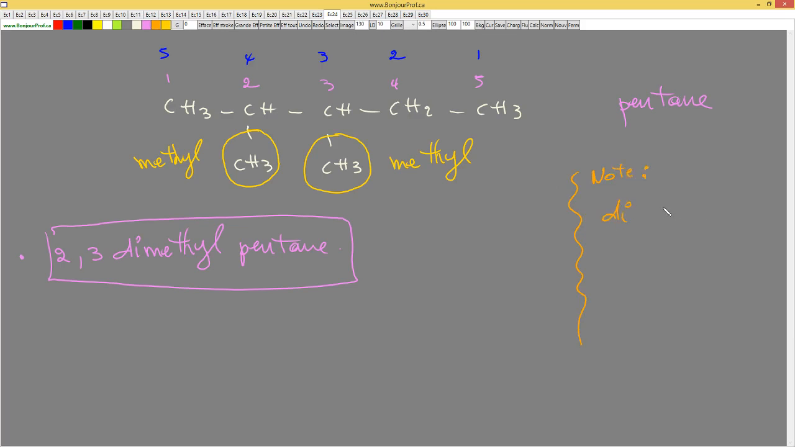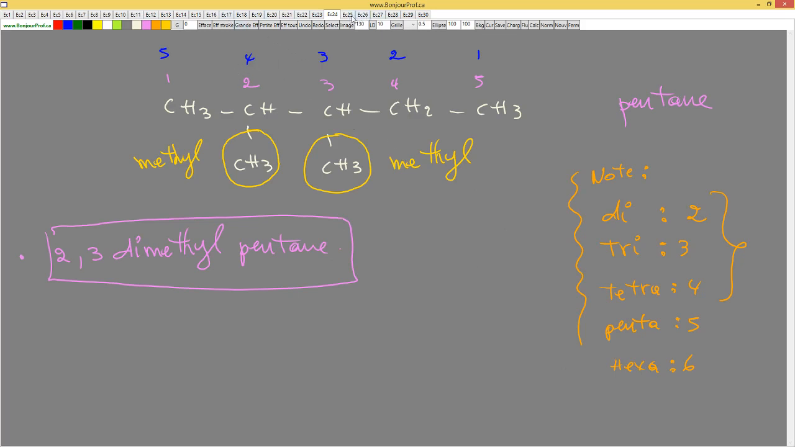Di, if I have 2. Tri, if I have 3. Tetra, if I have 4. Penta, if I have 5. Hexa, if I have 6, but usually we're going to 2, 3, and 4. But that's it. Di, tri, tetra, penta, hexa, hepta, etc.